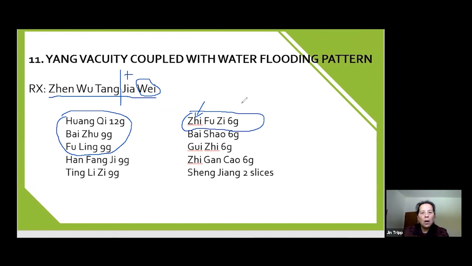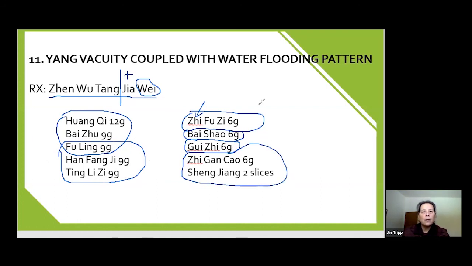So that's pretty warming herbs there. And also, guizhi, also warming herbs. Then we need some more herbs relieve the water, relieve actual water. So including fulin and fangji, tinglizi, relieve water. Bai Shao here, this harmonized blood tonified. And the Zhi Gan Cao, Qi tonified, and also harmonized whole formula. So that's basically we tonify Qi, warming Yang, and relieve actual water.